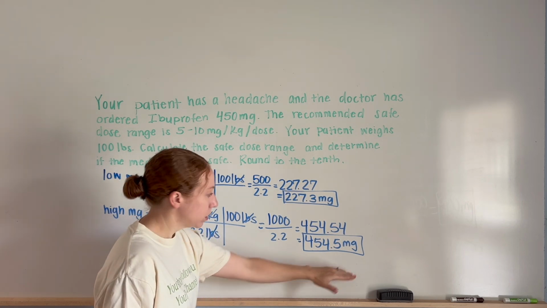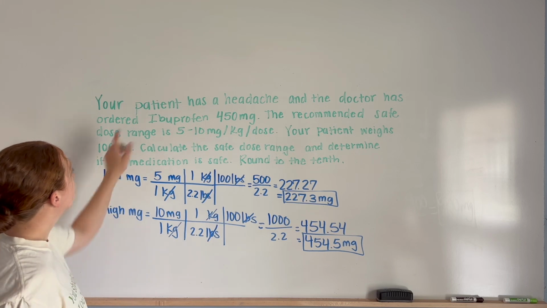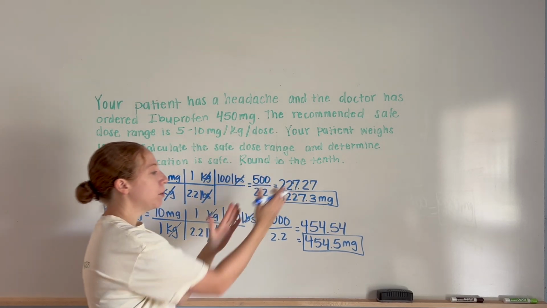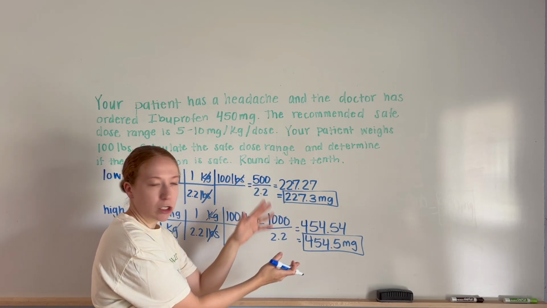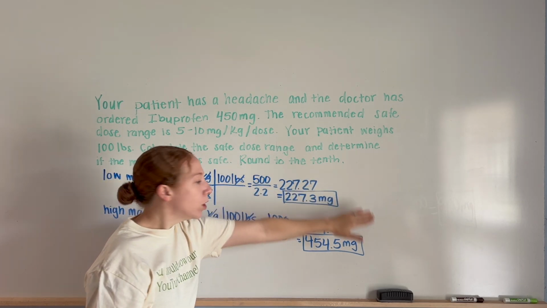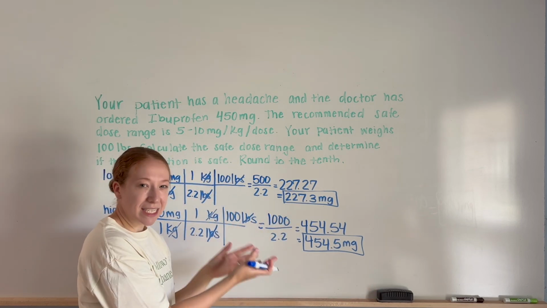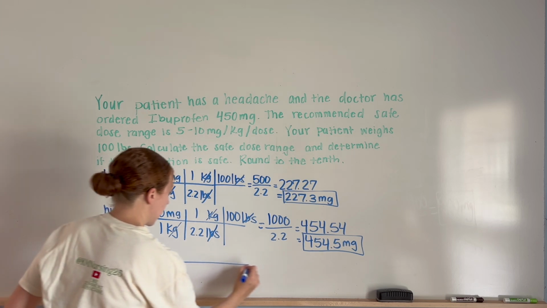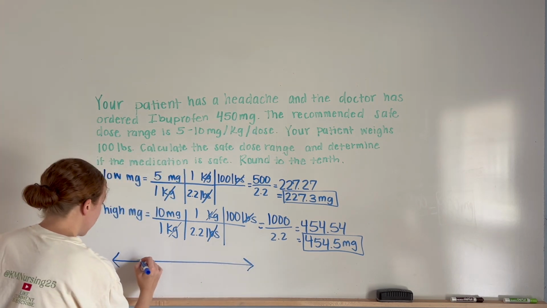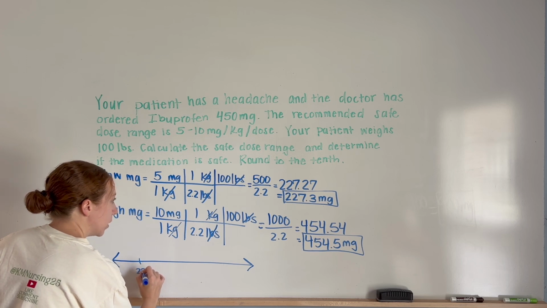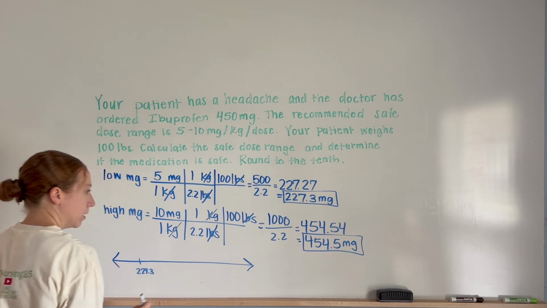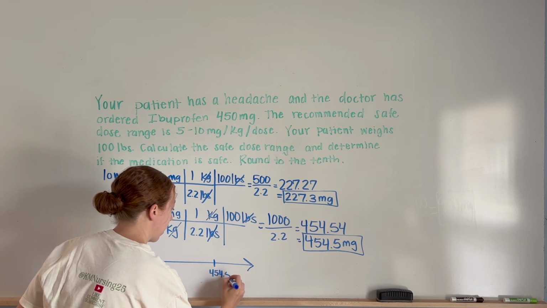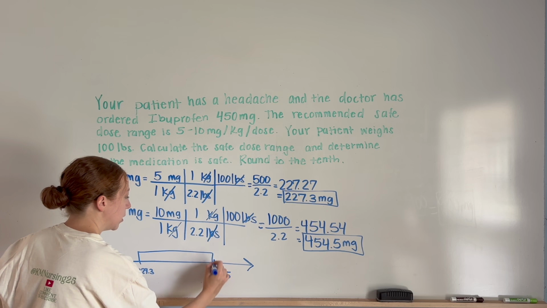It's like an overdose. So I'm going to look back at what my doctor ordered. They ordered 450. So again, if you have trouble figuring out if that fits in your range, I don't want to go below my low or above my high. If it's hard to see that just looking at the numbers, draw your number line. Okay, so here's our number line. Right here is our low, 227.3. Up here is my high, 454.5.